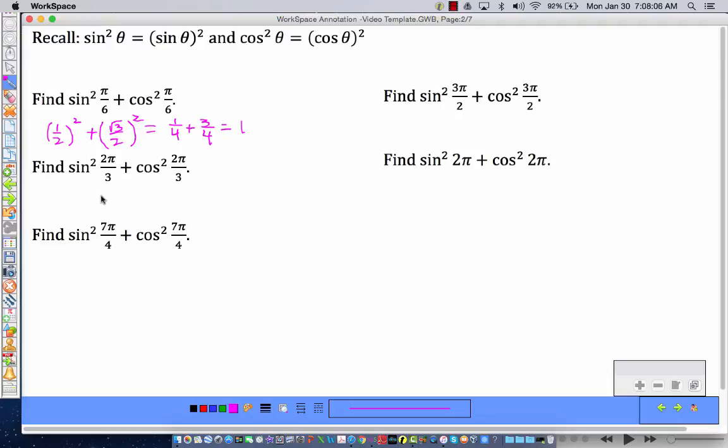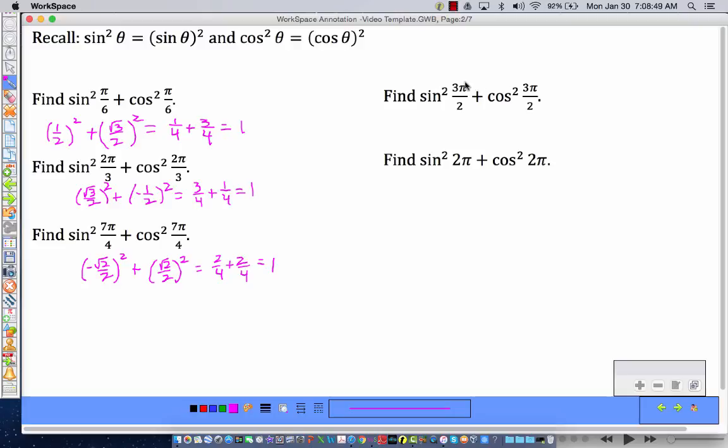So 2 pi over 3. Well, sine of 2 pi over 3 is root 3 over 2. Cosine of 2 pi over 3 is negative 1/2. And we get 3/4 plus 1/4 is equal to 1. Coincidence? We'll see. 7 pi over 4. Sine of 7 pi over 4 is negative root 2 over 2, squared. Cosine squared of 7 pi over 4 is root 2 over 2, squared. That's equal to 2 over 4 plus 2 over 4, which is 4 over 4, or 1.